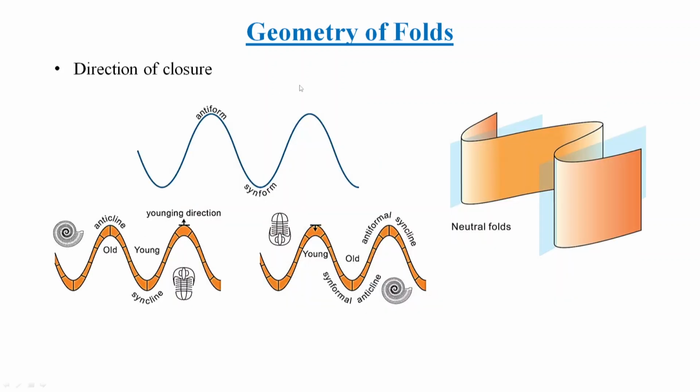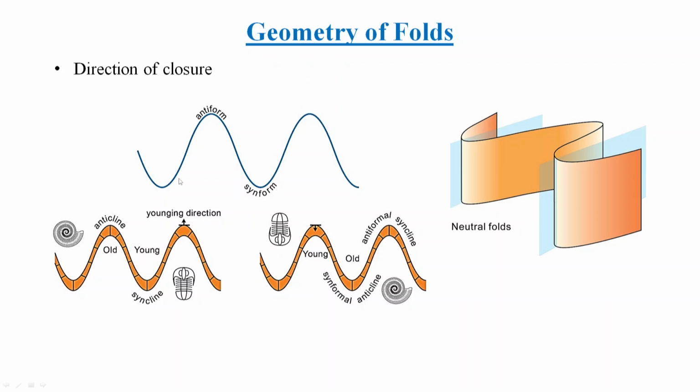Based on this idea of the wave-like components, the fold can be classified into various kinds. The first one, again, you have this wave-like pattern, so you are getting a kind of closure. Based on the direction of closure, folds can be assigned as upward closure means antiform, downward closure means synform, and sidewise closure means neutral fold. So based on that, folds can be categorized into these three broad groups.